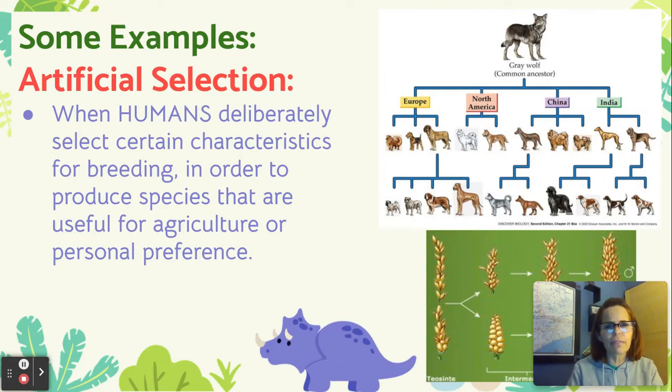Okay, so we talked about some examples of natural selection. This one's actually called artificial selection. Whenever it's artificial, that always means that humans are involved.